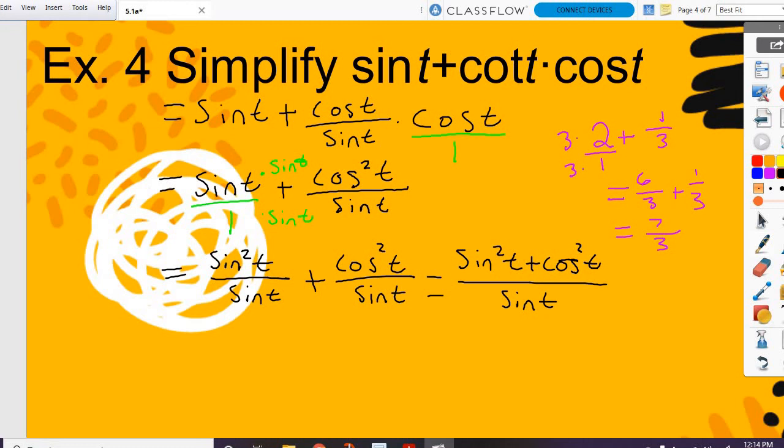What is sine squared plus cosine squared? That's 1. Using our Pythagorean identity. So we get 1 divided by sine of t, which, if at all possible, we want to not write things as fractions. So using our reciprocal identity, 1 divided by sine of t is cosecant of t, which is nice. We took something that had 3 different trig functions, 2 different operations, and we just ended up with a single trig function.